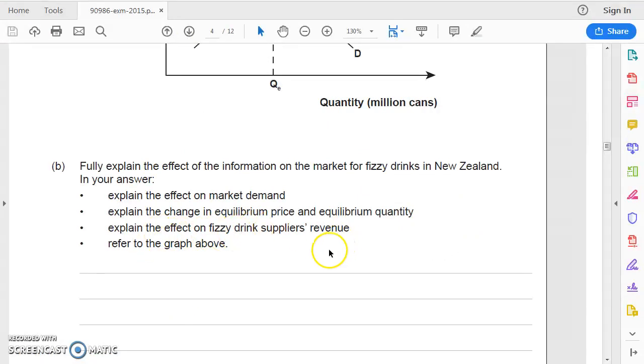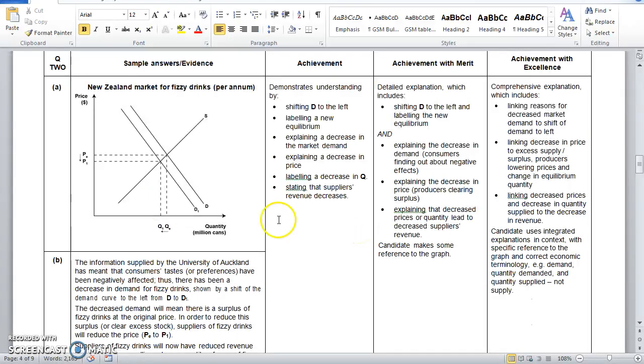And then the last bit about the revenue is just the idea that it falls. That's kind of, I think, obvious, you can probably get that one. Just make sure that you refer to the change in price and quantity, that the price is going to fall and the quantity they're going to sell is going to fall, so therefore they're going to have a fall in revenue. So it's just using the data, the model, to support what you're saying there.